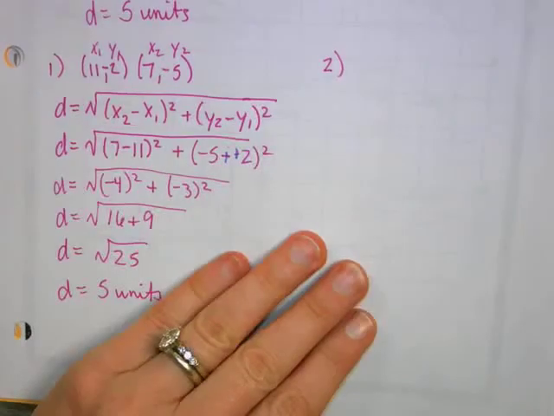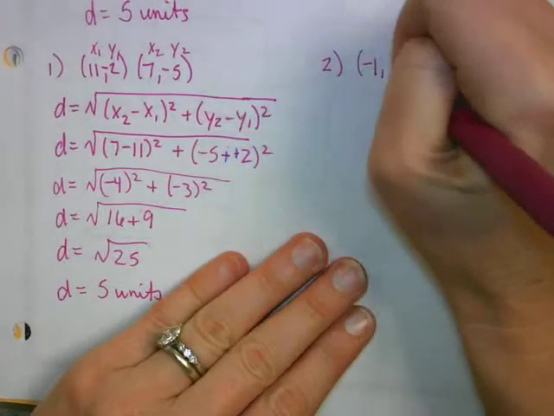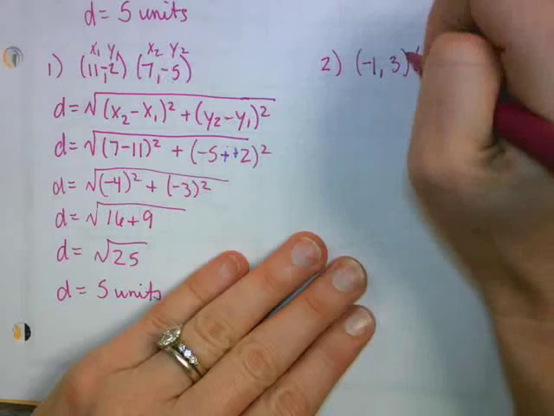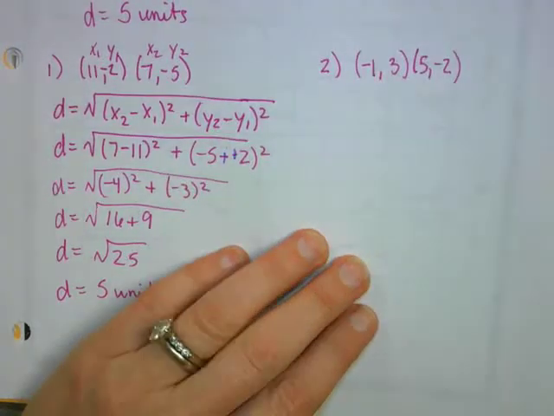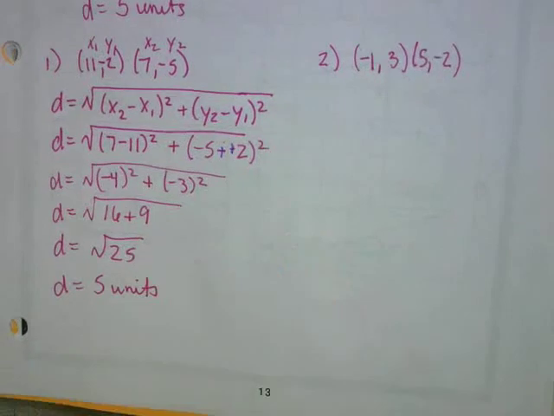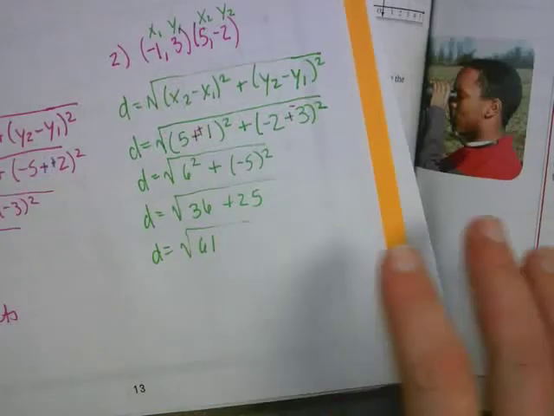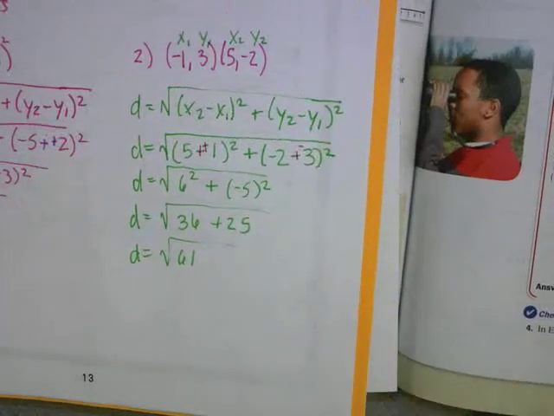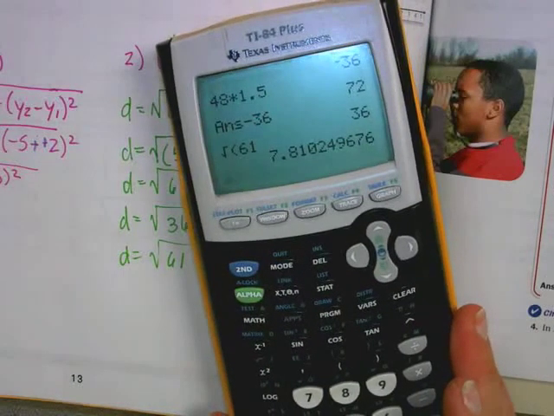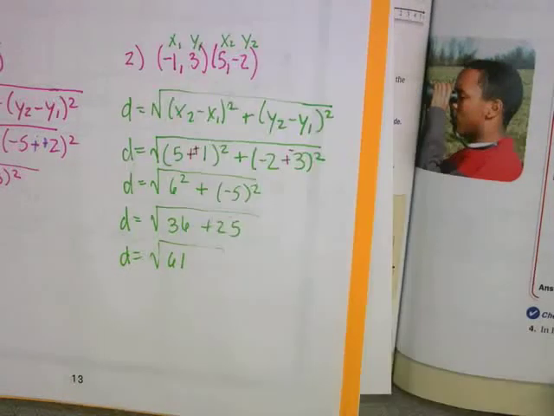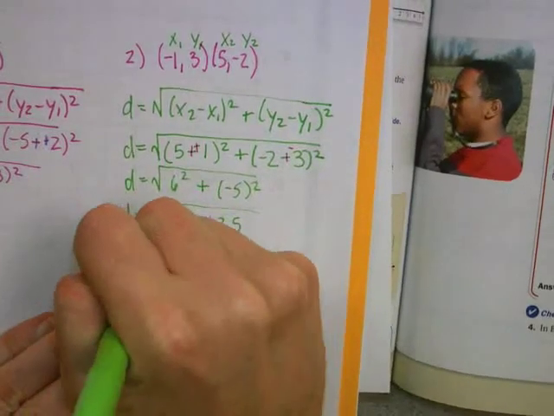I want to practice one more. Make sure that you're on the right track for this. So it's -1, 3, and 5, -2. Go ahead, pause, and make sure you can do it. Start by writing the formula. Okay? You would have worked it out and got the square root of 61. And if you plug that into your calculator, it's going to say that the square root of 61 is 7.81, and so on. So we will say D is approximately, get your approximately signs in there, 7.8 units.